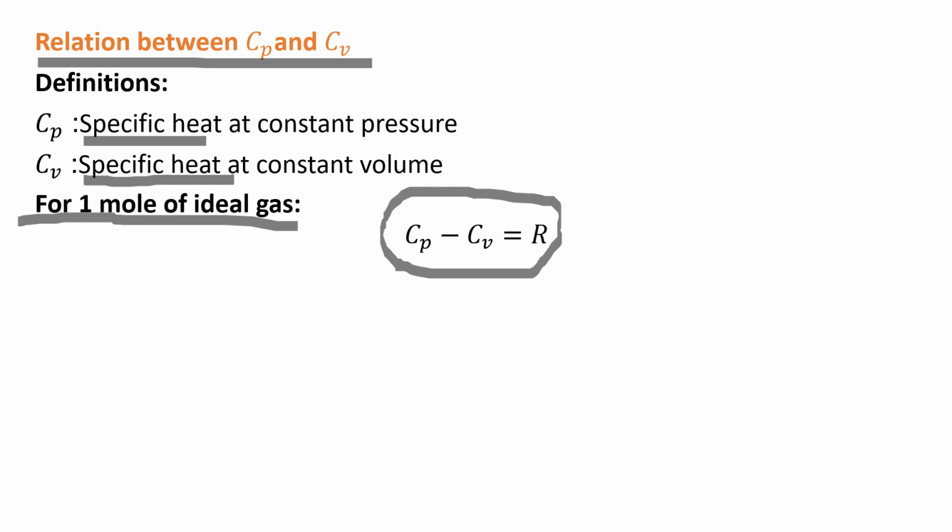This is a very important relation, and in the exam a 3 mark question may be there: prove that Cp minus Cv equals R. Or this relation may be asked in the technical test in campus interviews: Cp minus Cv equals blank. All that kind of question will be there. So now we have to prove that Cp minus Cv equals R.